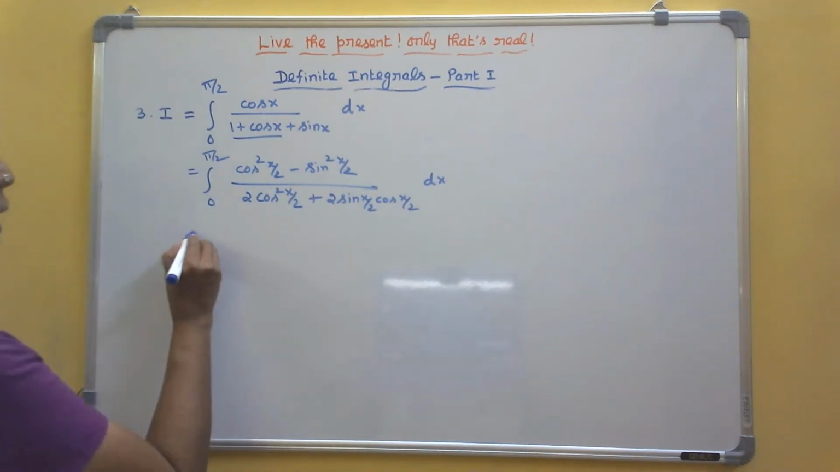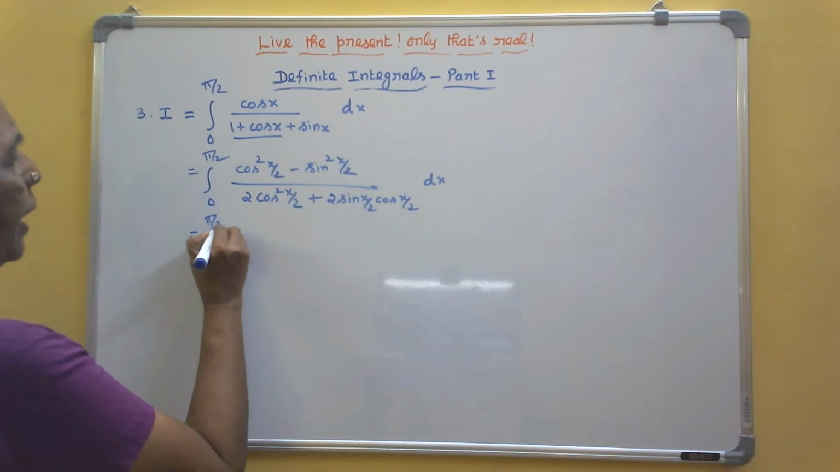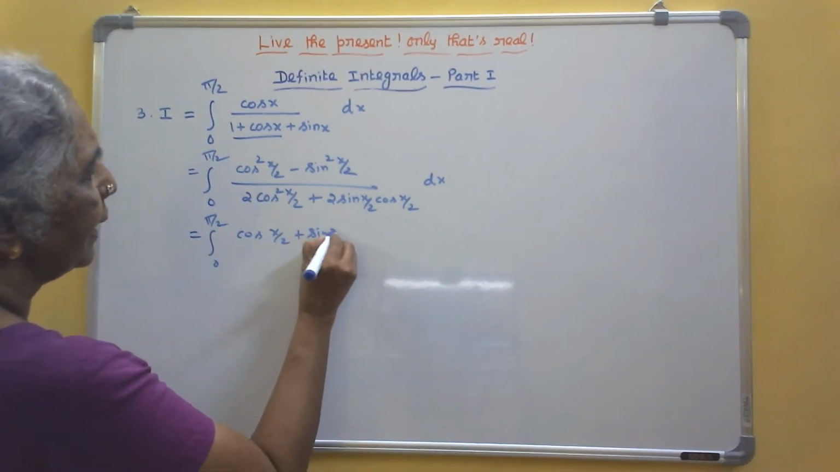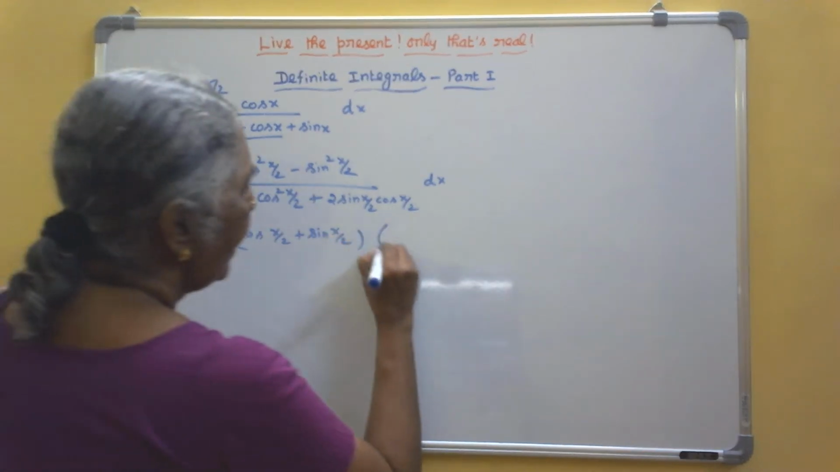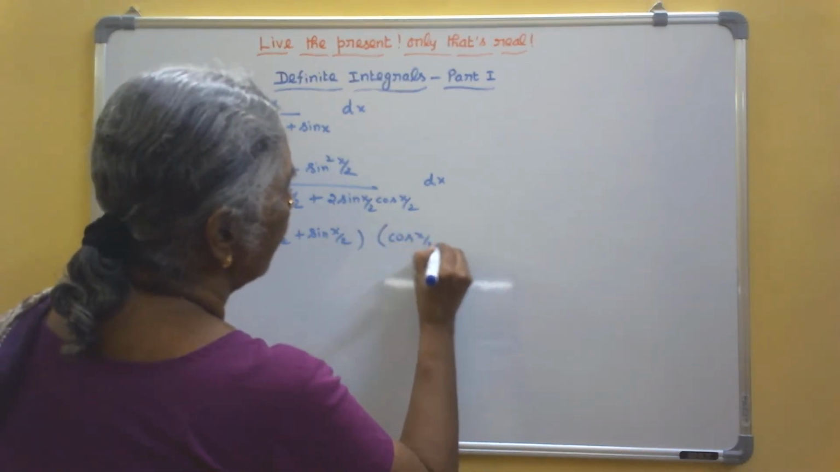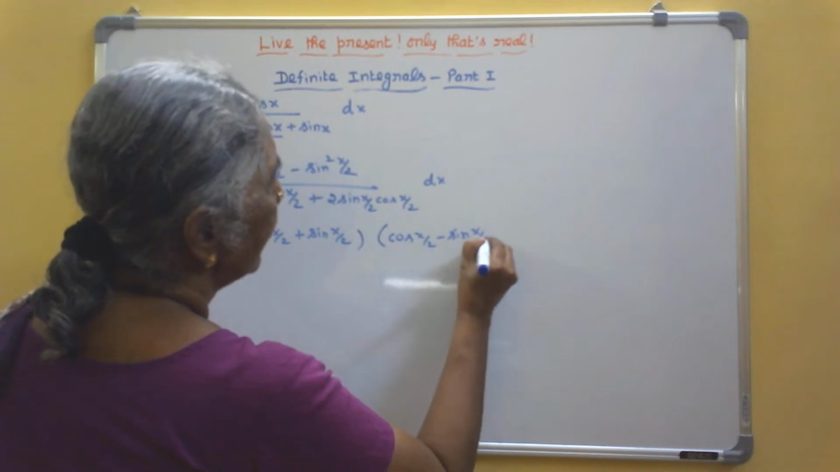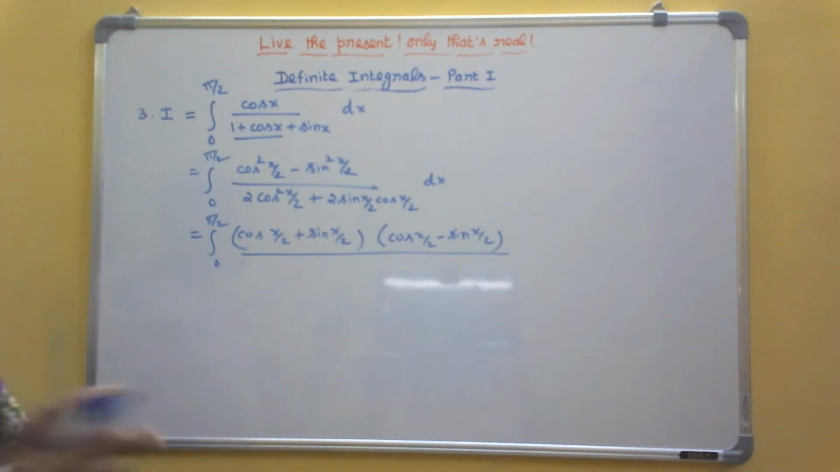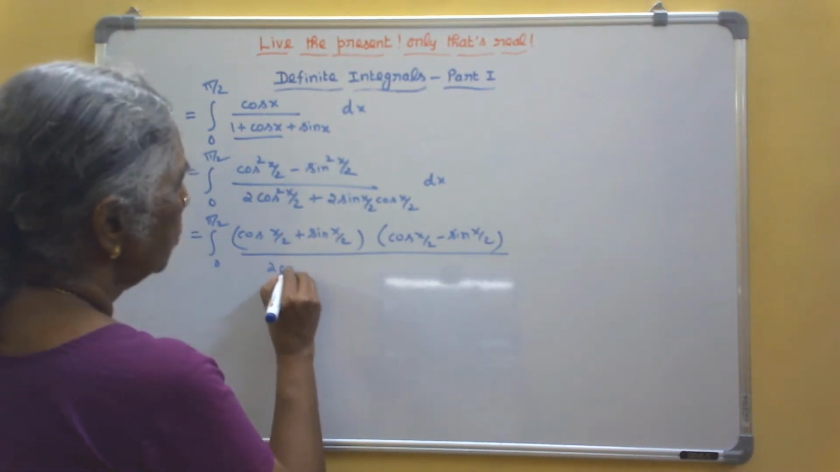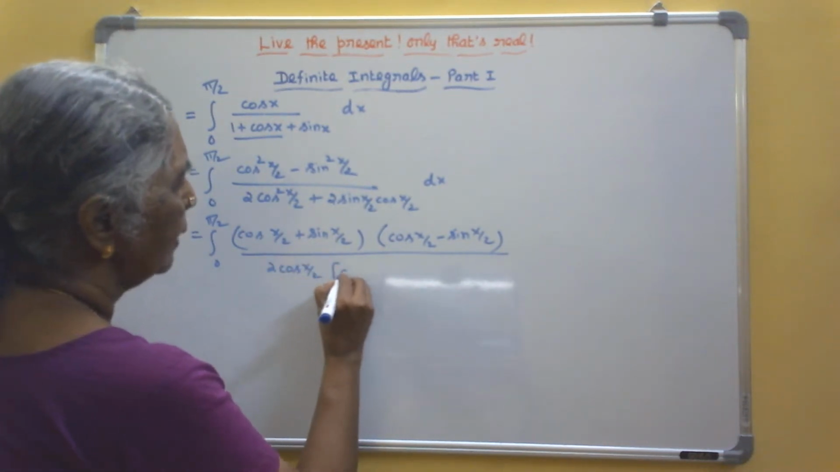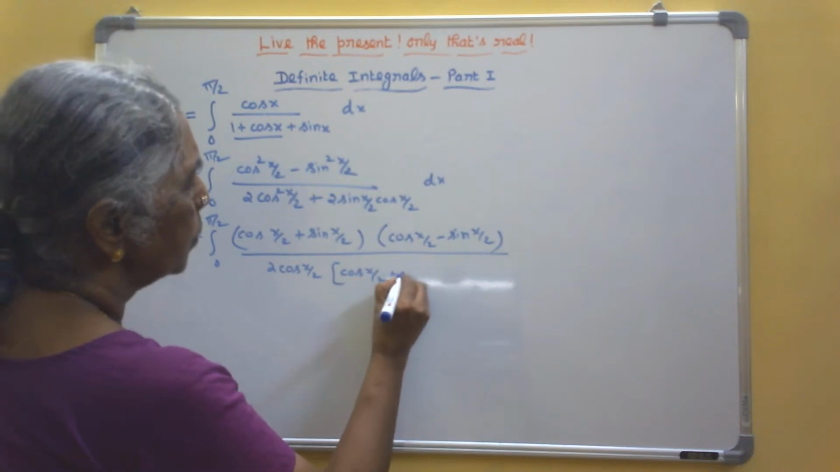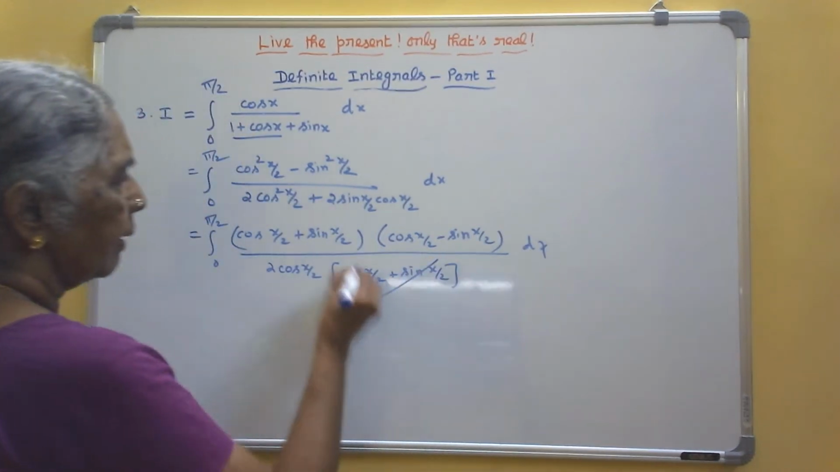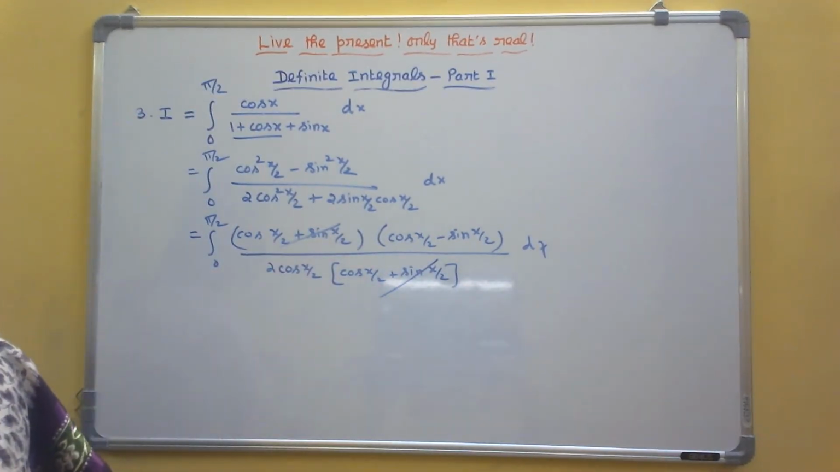Now the numerator is like a squared minus b squared. So write it as (a plus b) into (a minus b). Use that formula. So you get like this. Coming to the denominator, you can take 2 cos x by 2 common. You will be getting cos x by 2 plus sin x by 2, then dx. These two terms will get cancelled, right?